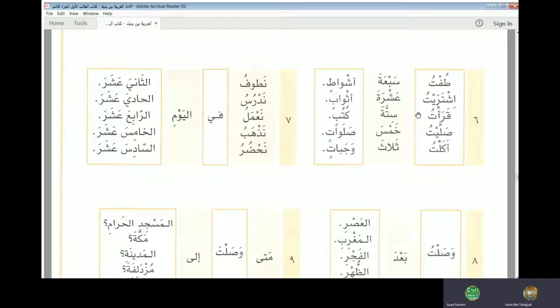Namalu fil yawm arba'a ashara? Yes. We work on the 14th day? On the 14th day, correct. Nazhabu fil yawm khamsa ashara. That's we go on the 15th day? Correct.